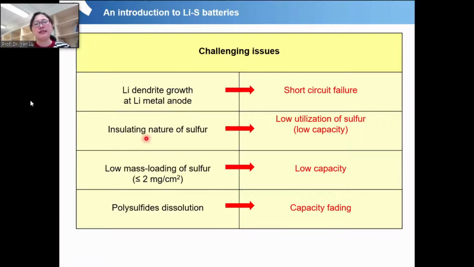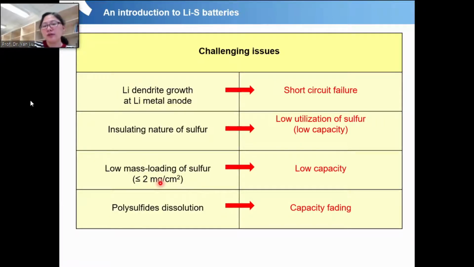And also we discussed already, sulfur is a kind of isolating material. For the battery, of course, you need a good conductivity. That's why you always need to immobilize or embed sulfur into a kind of host material. In that case, of course, you reduce the sulfur content in your system, and this leads to the low capacity value of the battery.